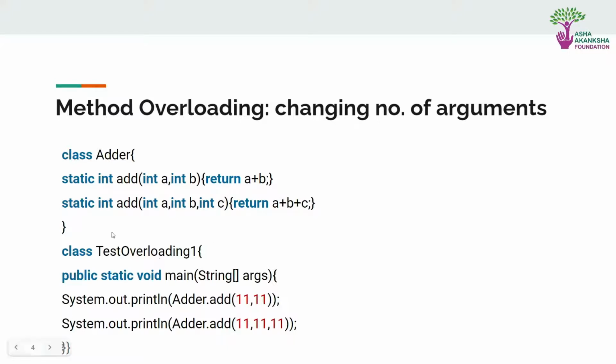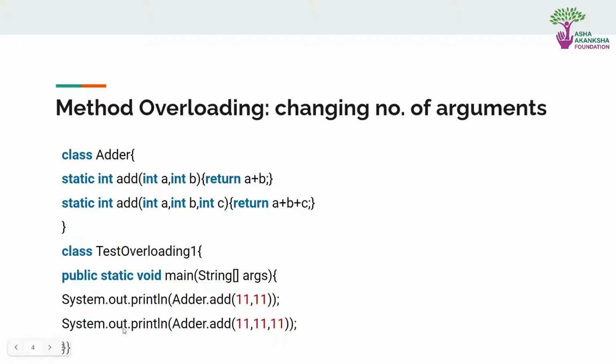And then the function below, this example below, class TestOverloading1. Here we see if we call adder.add(11, 11), it will detect that there are two parameters, both are int. So when we do this sout statement, it will call this function and return the sum of a plus b, which in this case would be 22.